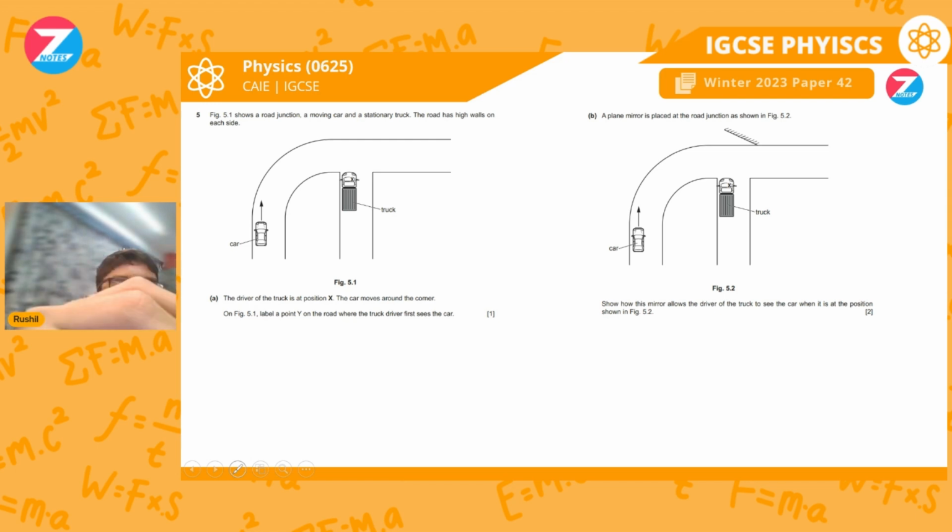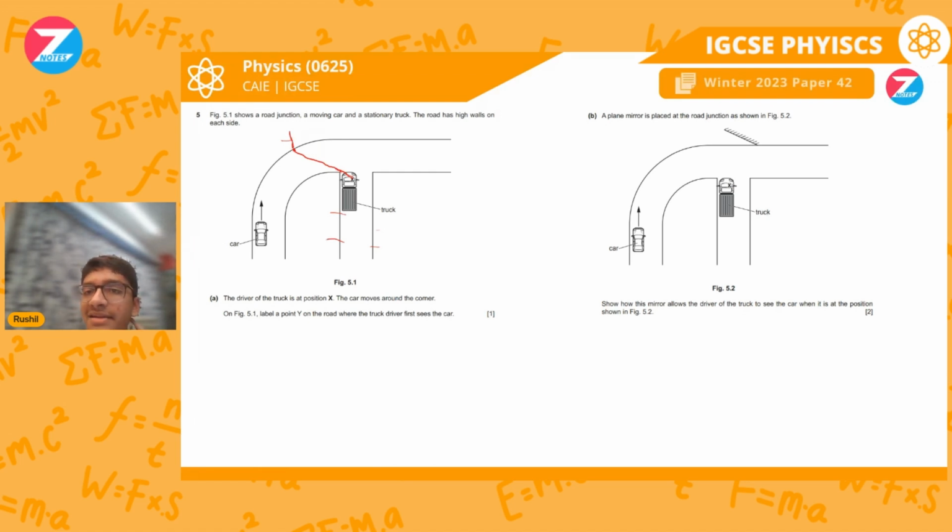So we know that the line of sight of the driver cannot cross through these lines because the walls are very high. So if we were to mark the first point, we have to mark it going exactly very close to this edge, almost touching it. So if we can draw a straight line like that, it should end up around here. So this would be the point Y where the truck first sees the car, or the truck driver to be specific.